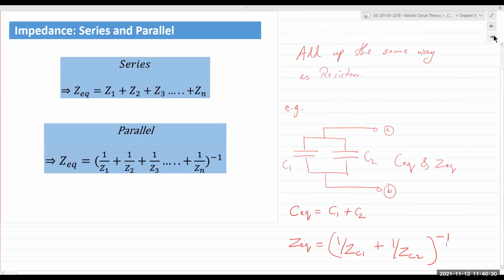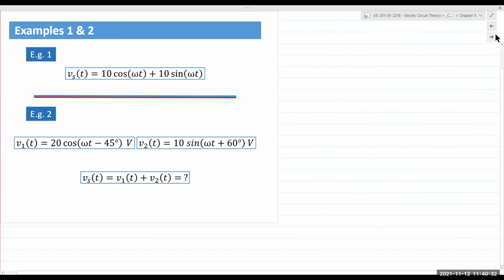So fundamental laws, impedances, covered this. All right, examples 1, 2, 3, 4, 5. We'll try to get at least 1 through 4. 1 and 2 are exactly the same. So I will solve 1 and I will assign example 2 as a student practice.